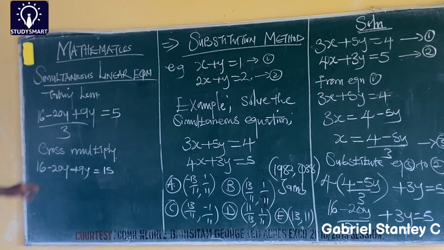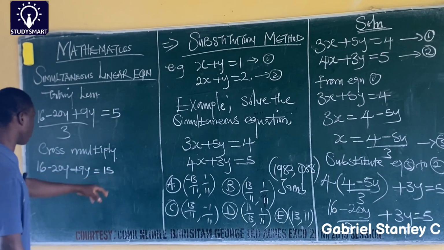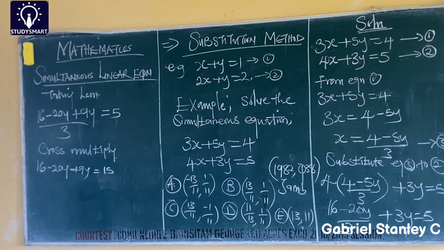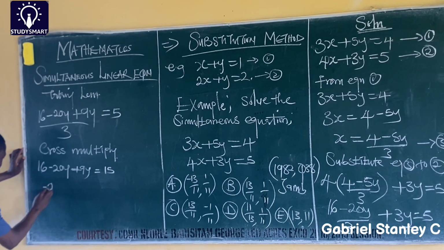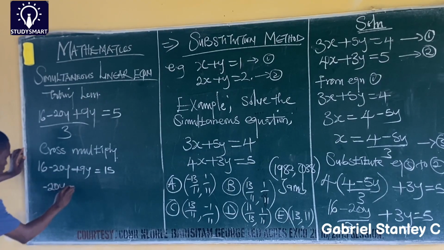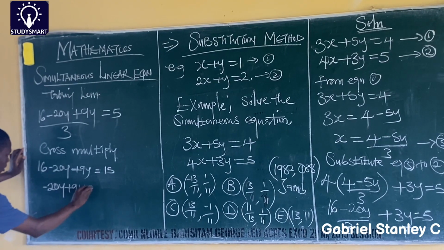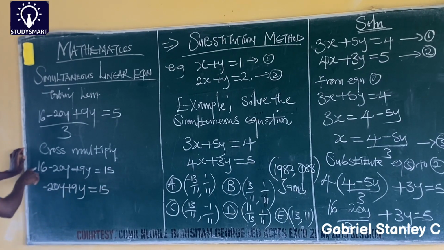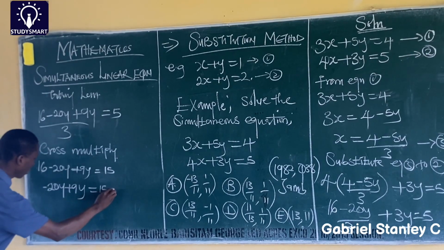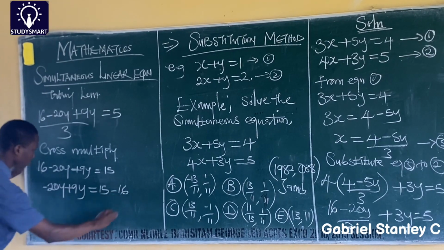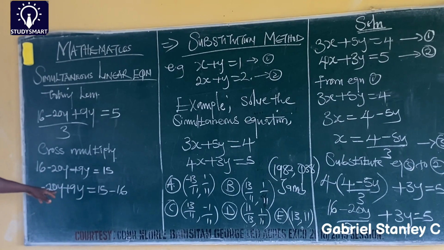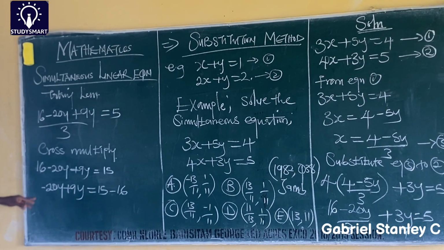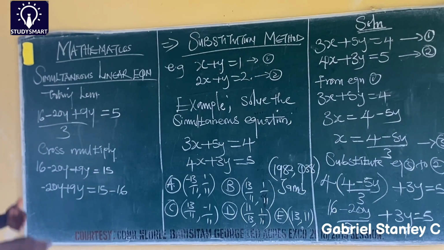Equal to 15, because 3 times 5 will give us 15. So I'll be having minus 20y plus 9y equal to 15. So if I cross 16 over, I'll be having minus 16. So minus 20y plus 9 here will give you minus 11.